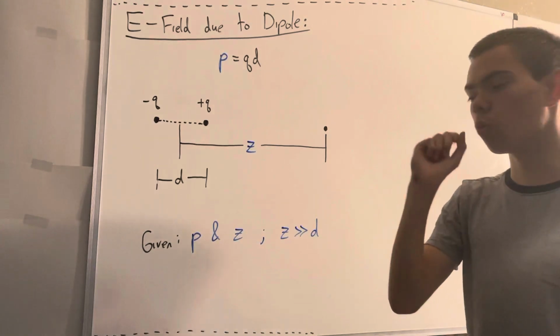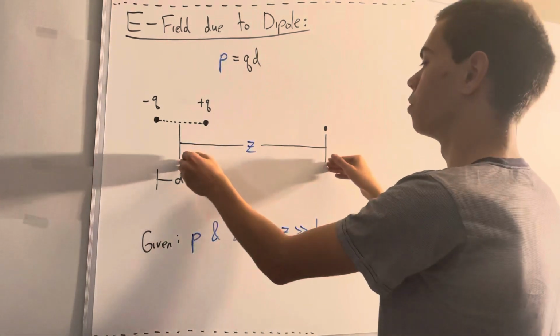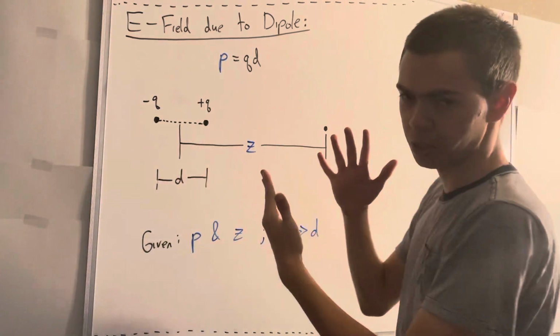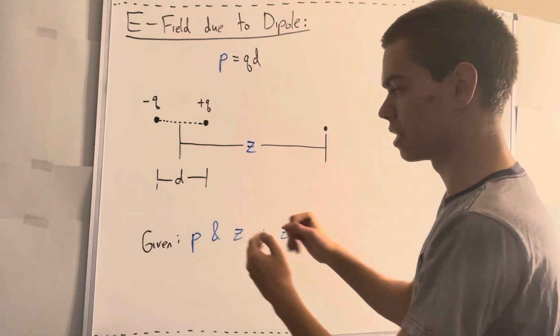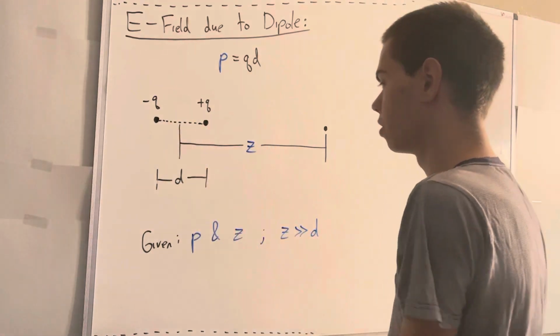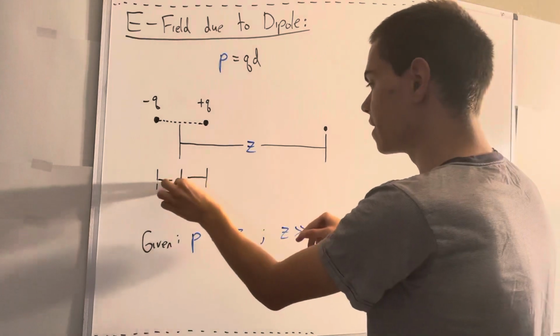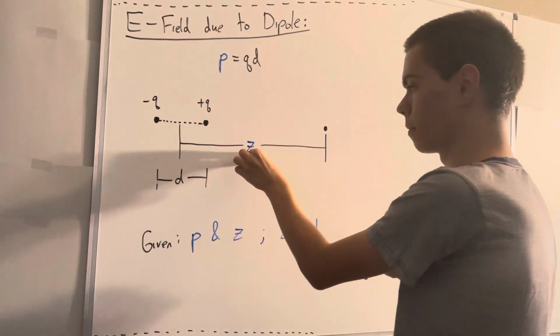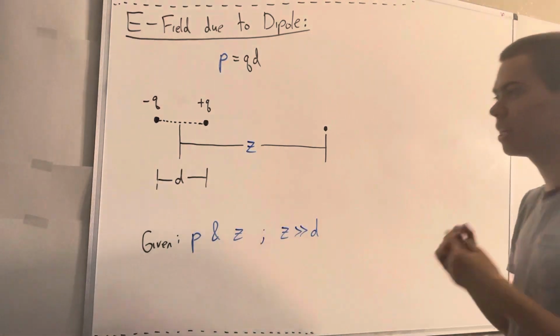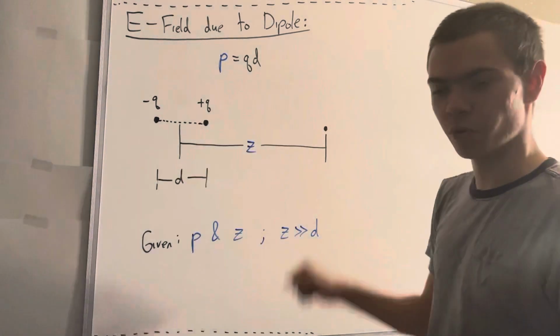Also, we're going to say that the distance to the dipole is really large compared to the distance between the two charges in the dipole. So basically, the distance d is insignificant compared to z. And that's the idea. So how do we actually figure out the electric field at this point?